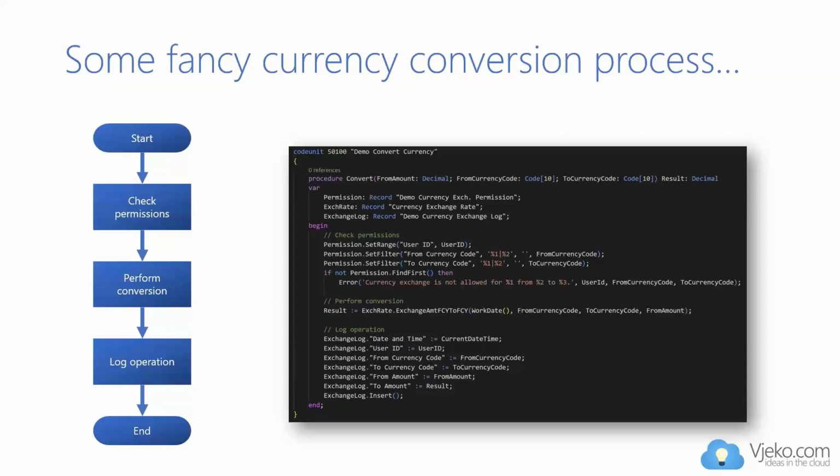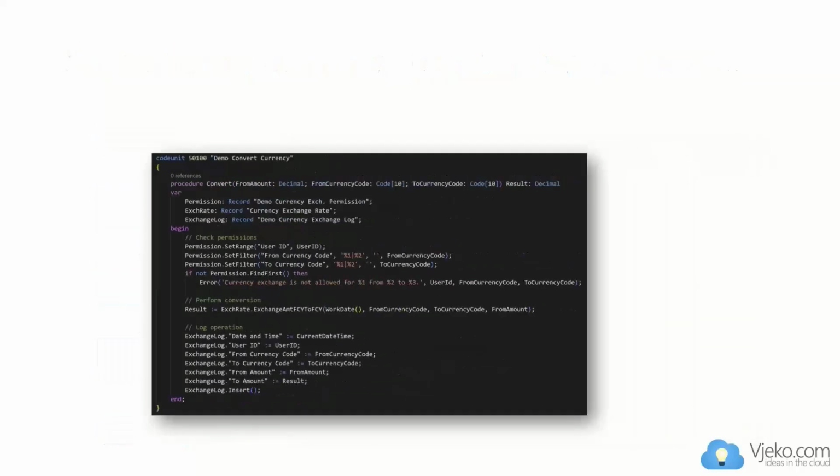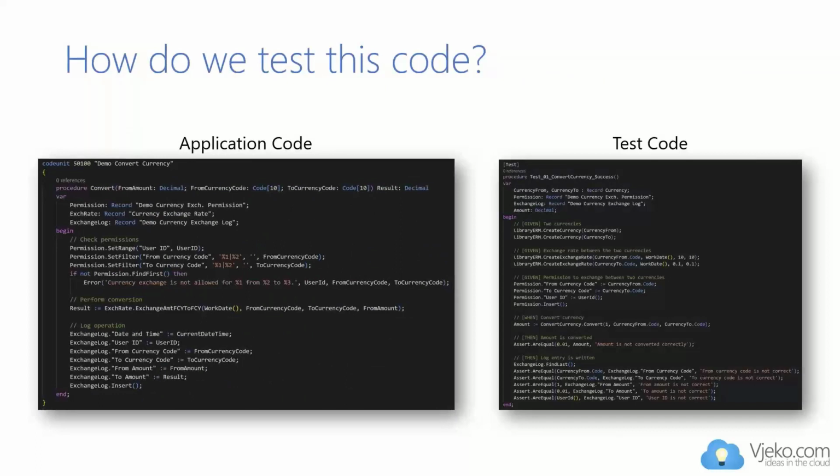When you think of how you should write test code for this, now we have problems because there is too much stuff happening inside here. So maybe some test code for this would look like this. It would first create two currencies, then it would create exchange rates between the two currencies, then it would set up permissions to exchange these currencies, then it would run the functionality. So when we convert currency, we are actually running our convert currency codeunit, and then we are asserting that the conversion succeeded, and then we also make sure that the log is written.